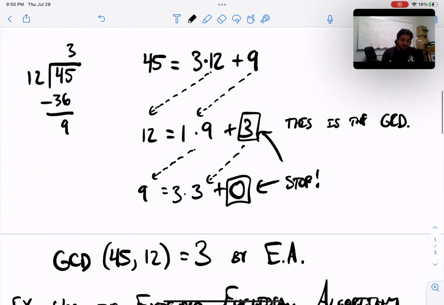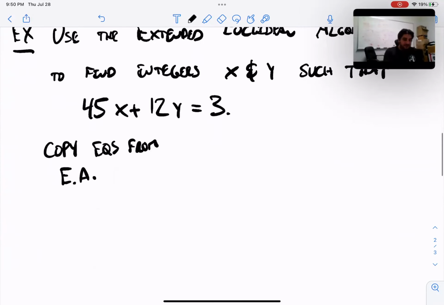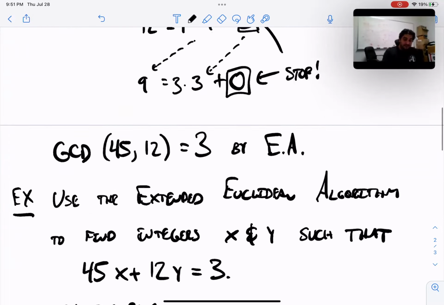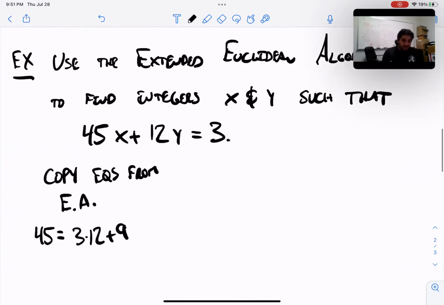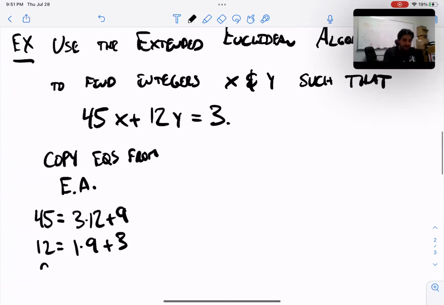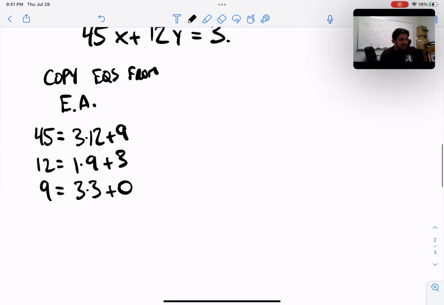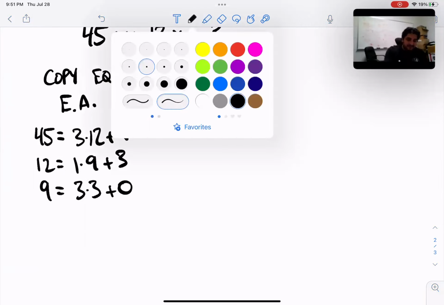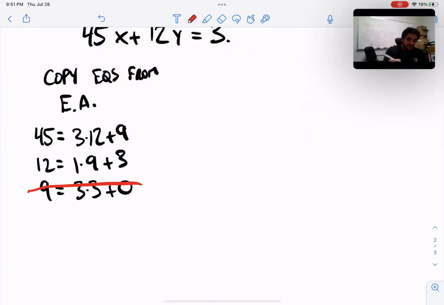So what were these equations? They were 45 equals 3 times 12 plus 9, right, was one equation. I had 12 equals 1 times 9 plus 3. And I had 9 equals 3 times 3 plus 0. These were the equations from the Euclidean algorithm. And it turns out here, we're actually not going to need the last one. So you can actually ditch the one that had the 0 in it.